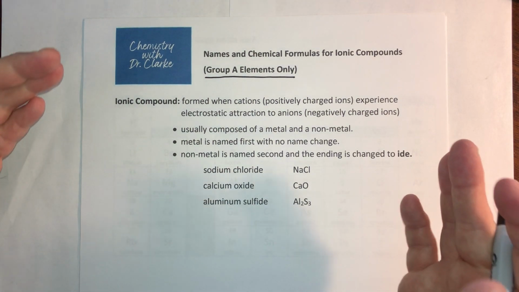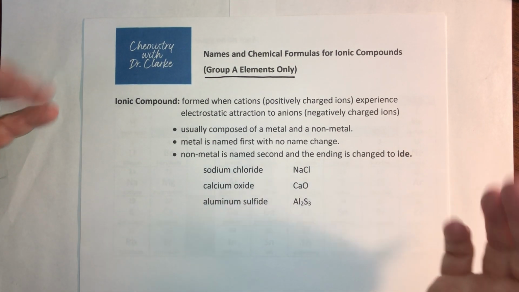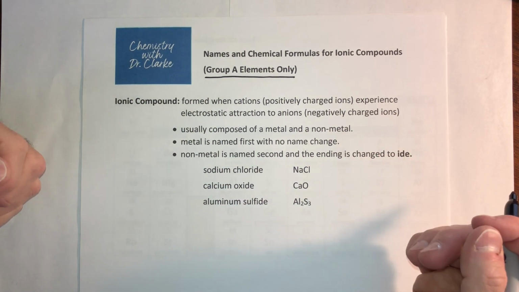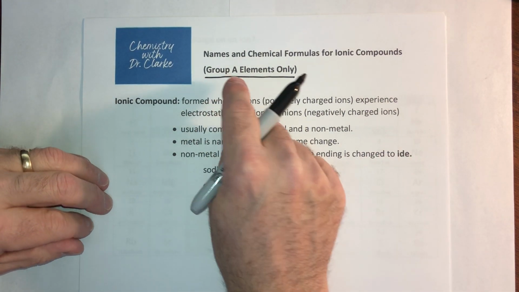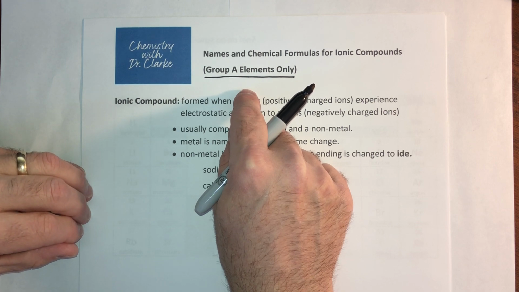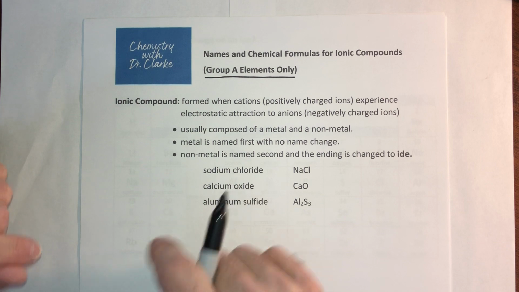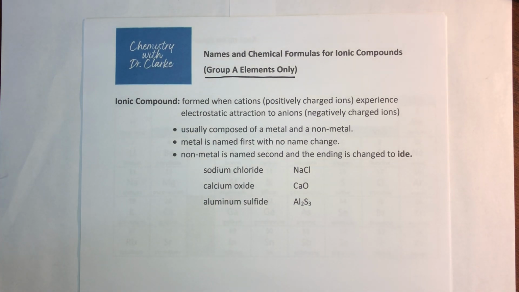Now, this is the first part of the ionic naming video series. There are two more. The next video will talk about if you have group A and group B elements. And the third video will talk about if you have group A and group B and your polyatomics. So if you want to get a complete view of how to name and write chemical formulas for ionic compounds, there's actually a series of 3 videos that you'll need to take a look at.